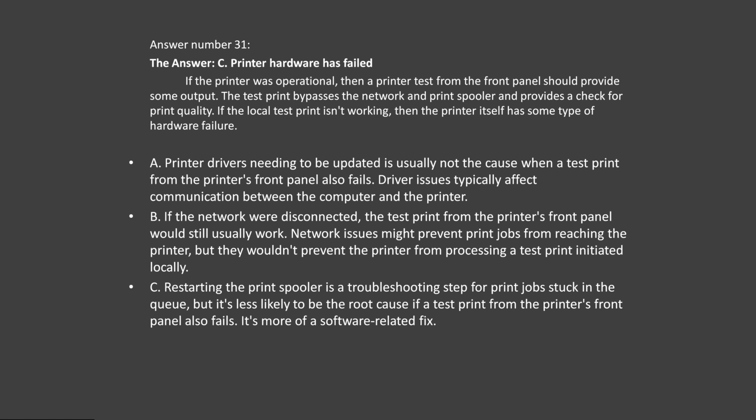Answer number 31, option D. Printer hardware has failed. If the printer was operational, then a printer test from the front panel should provide some output. The test print bypasses the network and print spooler and provides a check for print quality. If the local test print isn't working, then the printer itself has some type of hardware failure.